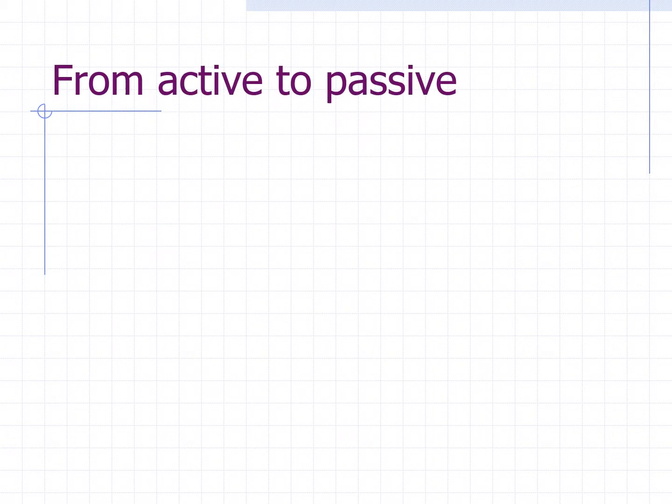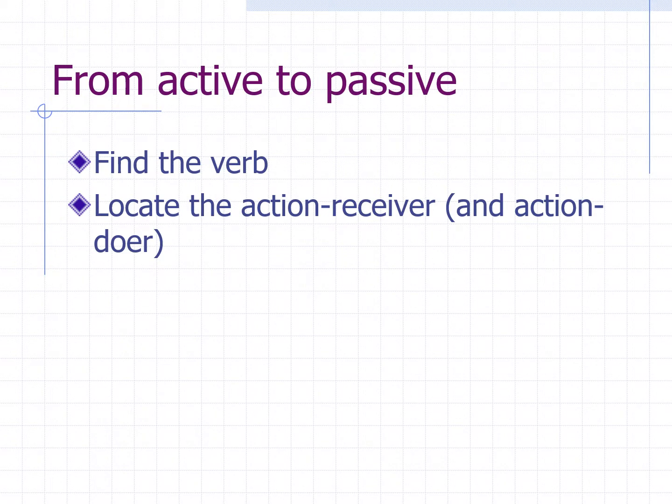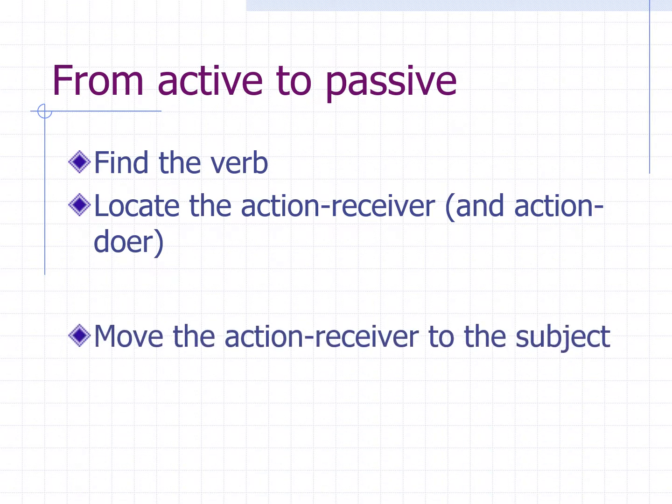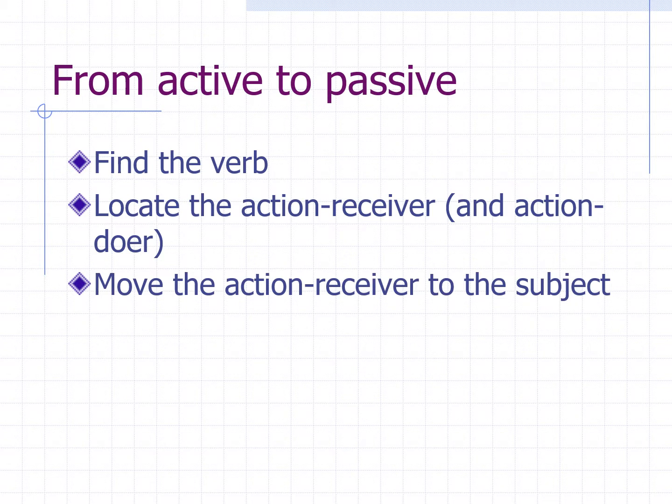After revising what a question looks like, let's revise how to change an active voice sentence into a passive voice sentence. Now, there are a few steps which I think will make it easier for you to follow. First, you find the main verb, which would help you to locate the receiver, and usually that's the object which comes right behind the verb. Once you locate where the action receiver is, usually you will be able to find the action doer at the same time. Then, after identifying where the action receiver is, we can move the action receiver to the subject position, because the action receiver would now be the subject of the sentence.